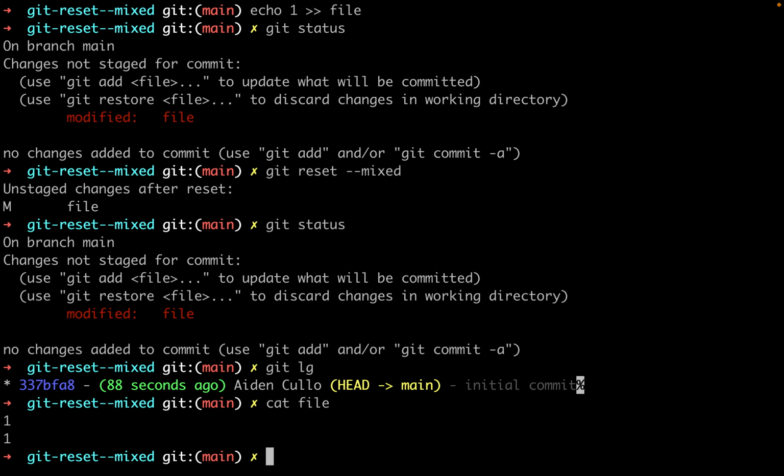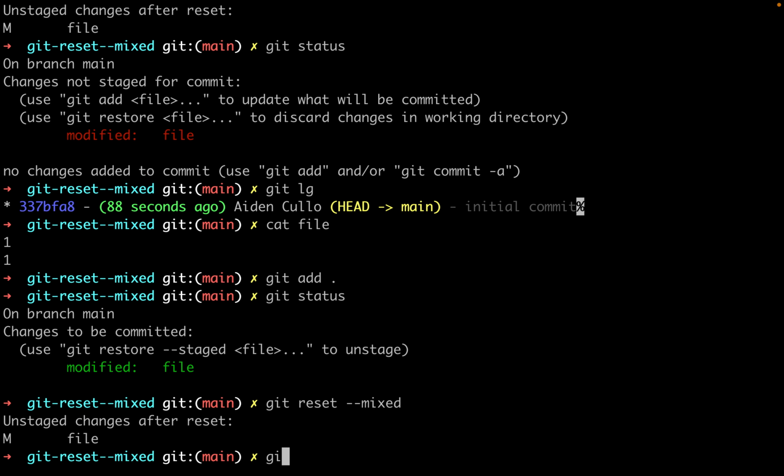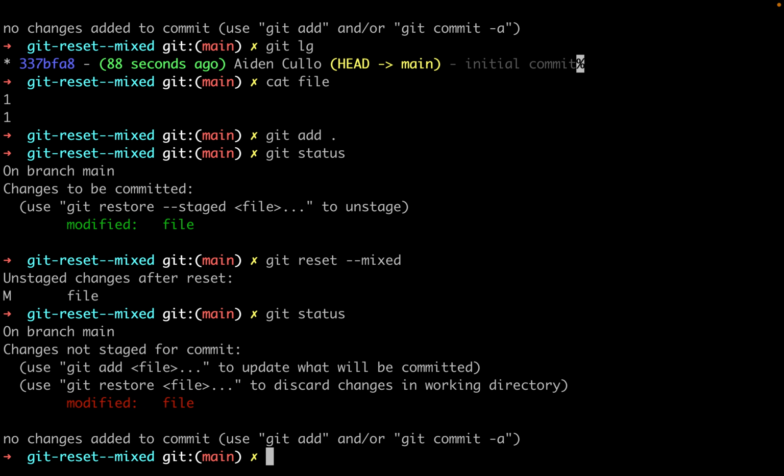What about if we add it to the staging area? So let's get status, see what's up. We can see it's in the staging area. It's ready to commit. Now let's run git reset mixed again, and what do you think is going to happen? Okay, so it tells us there were unstaged changes. It's a very clear message, and that's exactly what happened. So now the changes were unstaged.